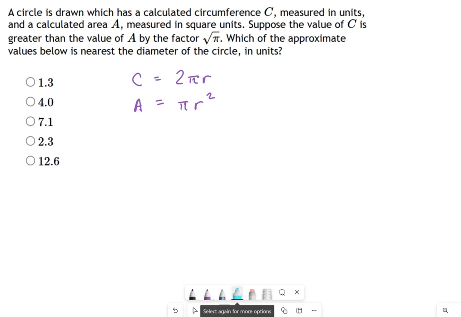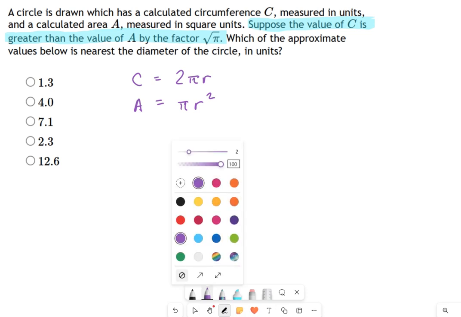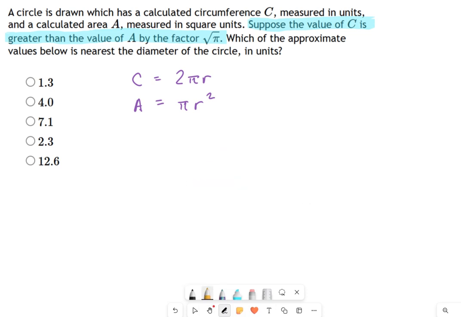So now look at what this thing is saying. I want to highlight one of the important parts. It says, suppose the value of c is greater than the value of a by the factor pi. Well, we need to turn that into an equation. Okay, and this is the money part of the problem. It says the value of c is, so that's equals, greater than the value of a by the factor pi. What that means is it's square root of pi, that's that factor, times a. Okay, that's my big equation. And if I can figure out how to solve this equation, I'll have my answer.